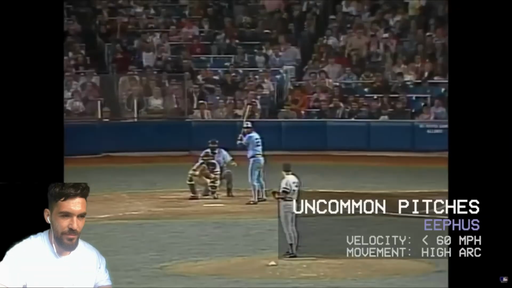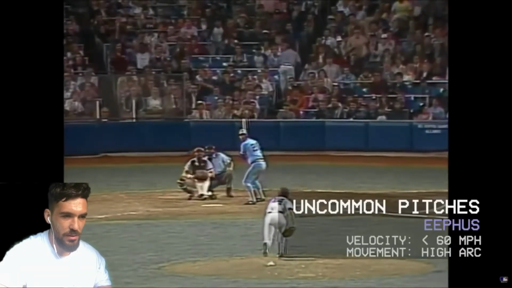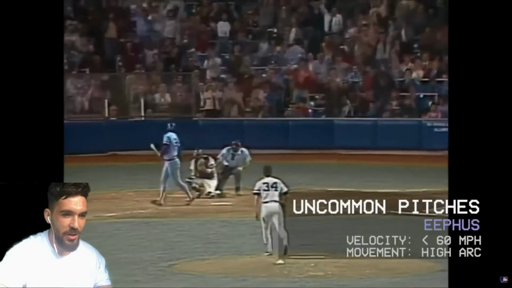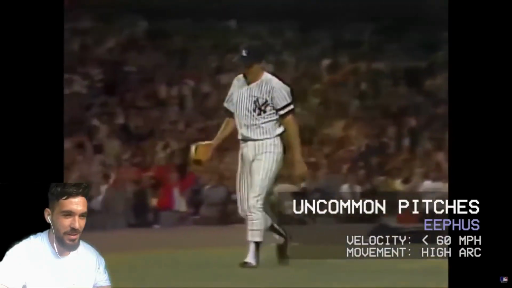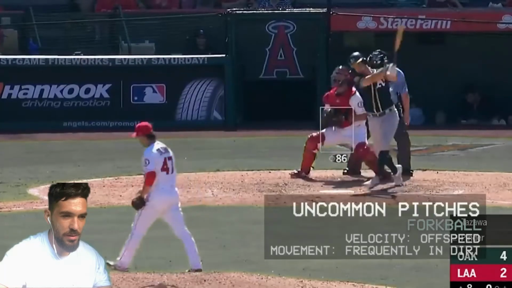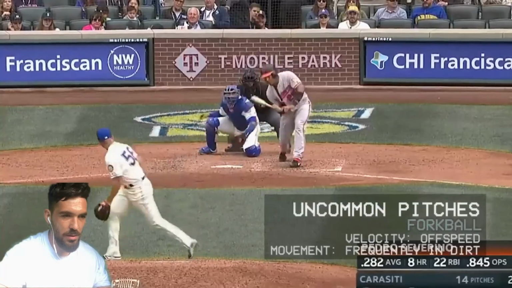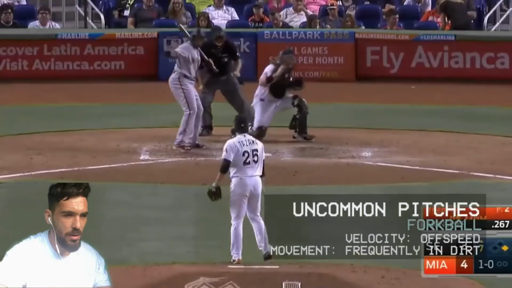Eephus. An Eephus pitch is an incredibly slow and high breaking ball, if you want to call it that. Forkball. The forkball is like an extreme splitter, and these will often land in the dirt or touching home plate.